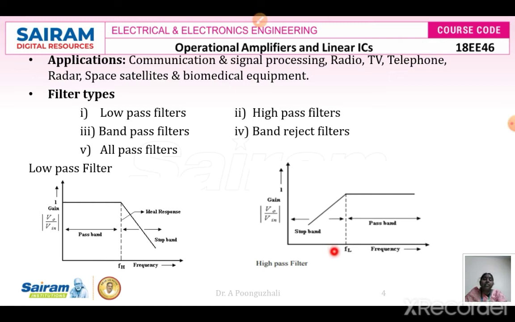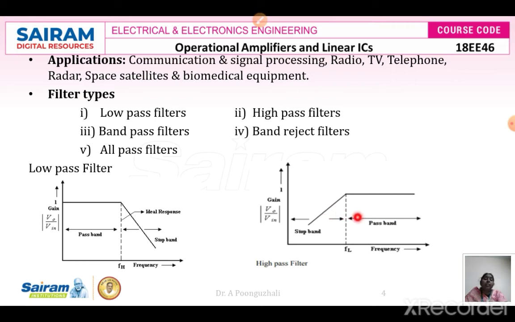Next is the high pass filter. The name itself tells high pass. High pass means it is going to allow the frequencies above the cutoff frequency. So you can see that this is the cutoff frequency. Above the cutoff frequency, my filter is going to allow, that means I am going to have a constant gain present.